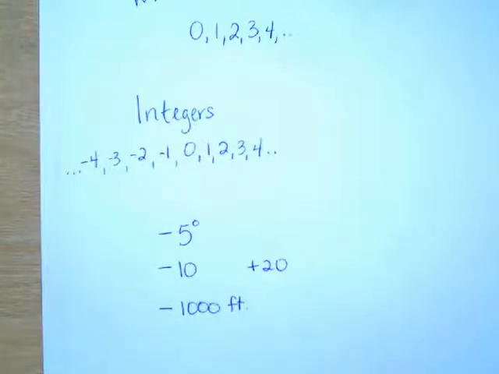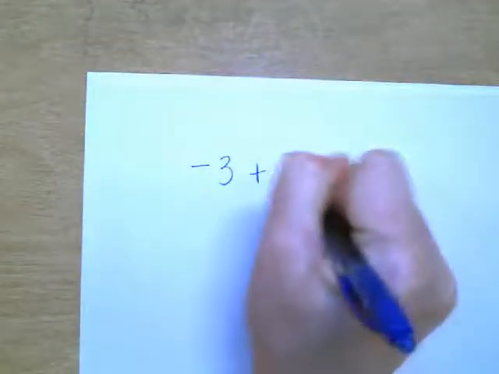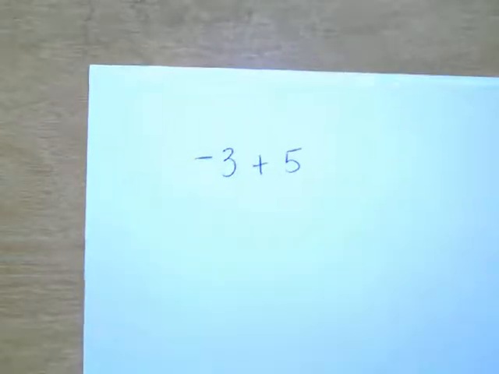Okay? So let's talk about when we have to add integers. Maybe we have a problem such as -3 plus 5. Well, -3 would be 3 before 0, so to the left of 0 on a number line, and 5 would be to the right of 0 on a number line.